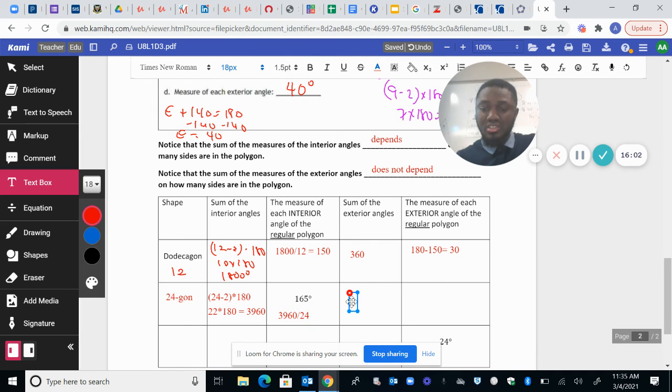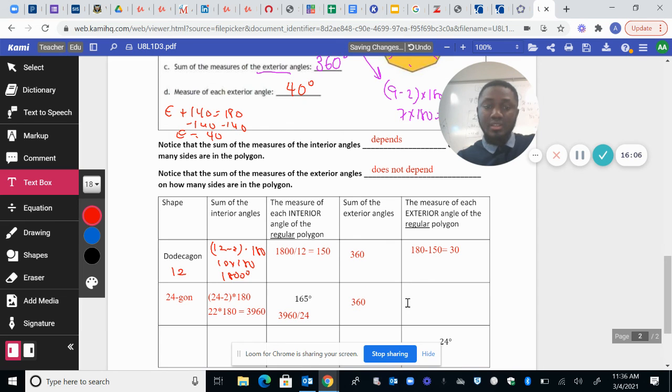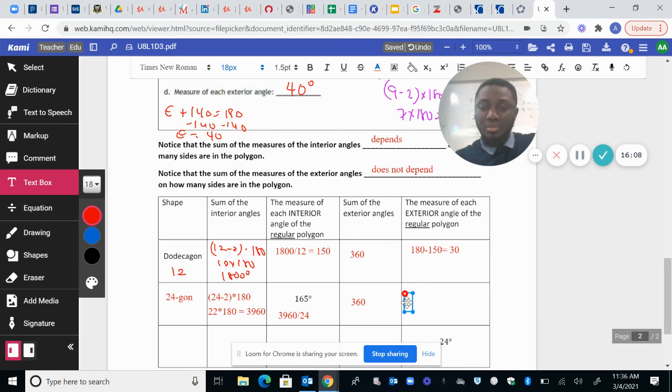The sum of exterior angles is always 360, and each exterior angle is 180 minus each interior angle, and each interior angle is 165. So the outcome is just 15.